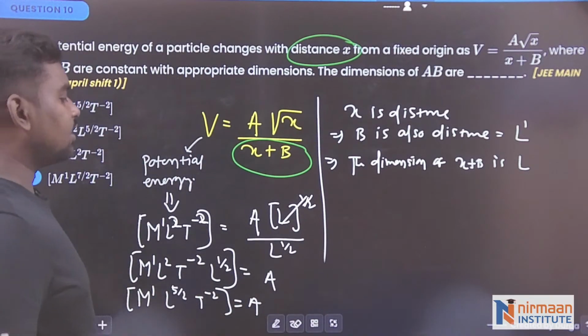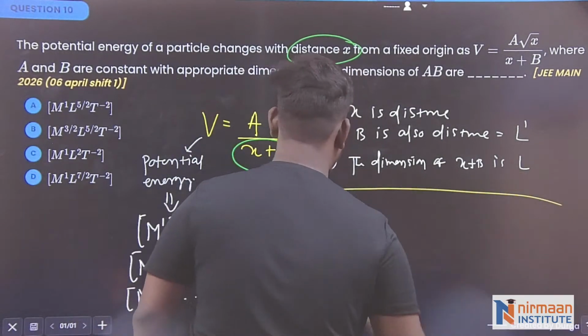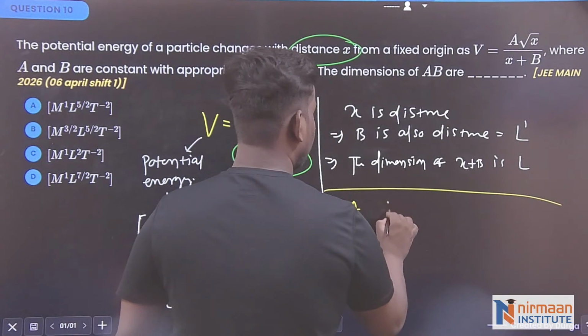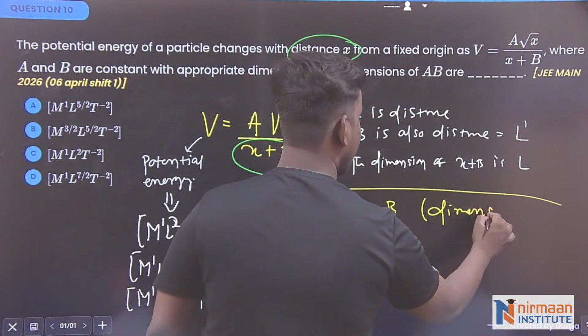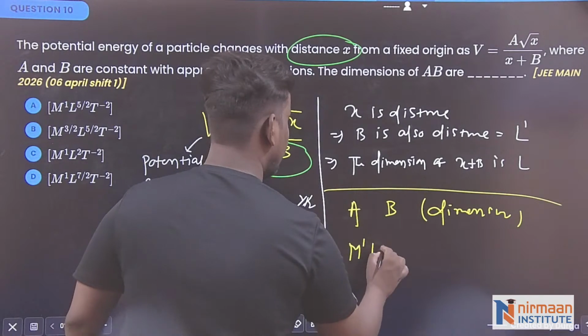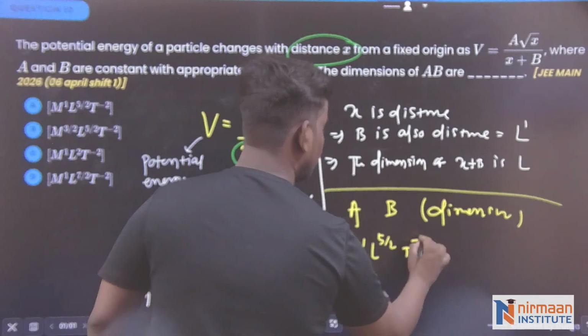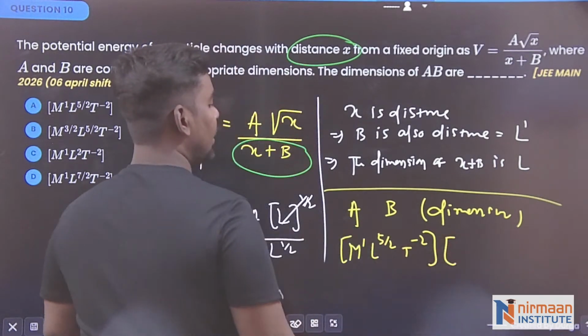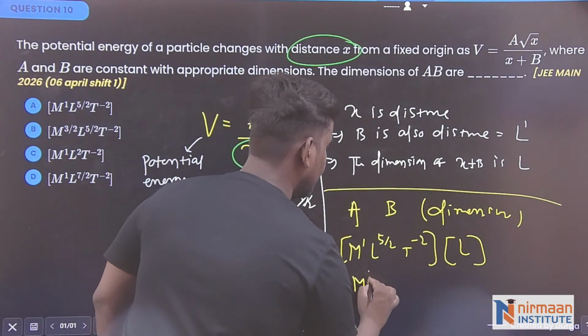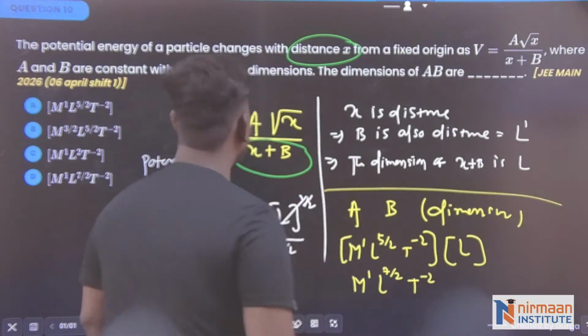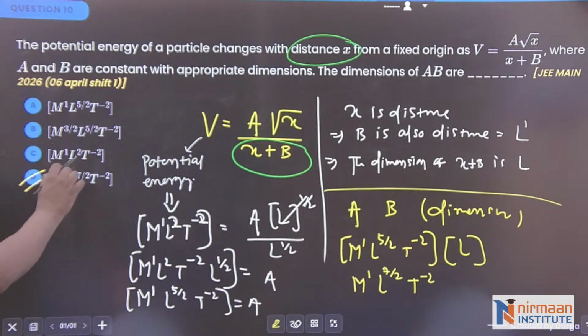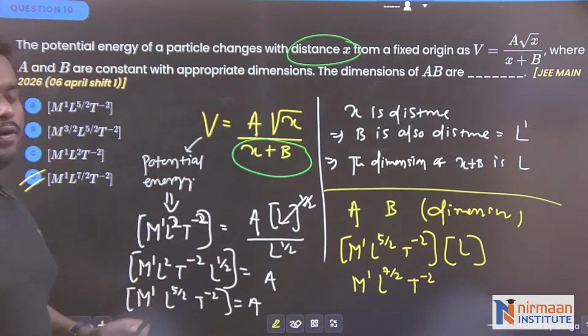They are asking for the dimension of A into B. The dimension of A is M1 L 5 by 2 T minus 2, and the dimension of B is L. If you multiply, you get M1 L power 7 by 2 T minus 2. That is option D. Okay, kindly check it. Fine, option D.